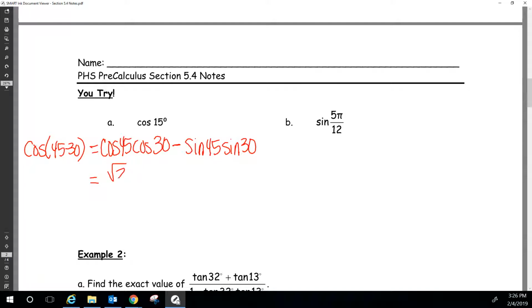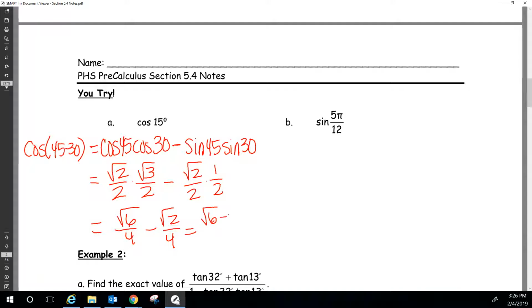Cosine of 45 is square root of 2 over 2. Cosine of 30 is square root of 3 over 2. This time it's minus. Sine 45 is square root of 2 over 2. Sine 30 is 1 over 2. And we end up with square root of 6 over 4 minus square root of 2 over 4, all over one fraction would look like that.